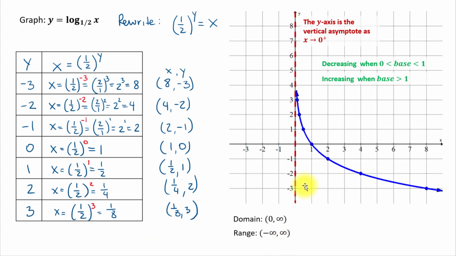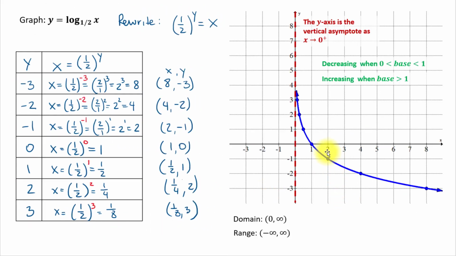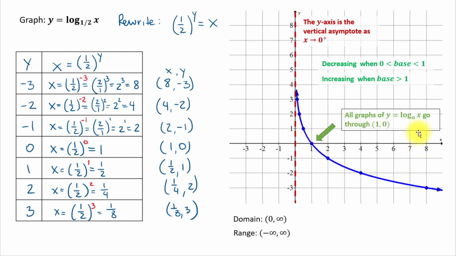And one last observation here is the x-intercept. Remember that the x-intercept of the graph of the logarithmic function with base 2 was (1, 0). Well, the x-intercept of this logarithmic function with base 1/2 is also (1, 0). And in general, all graphs of basic logarithmic functions, no matter what the base is, go through the point (1, 0). That's because the y-coordinate of that point, which is 0, represents the power to which we raise the base. And as a result, we're always going to get 1, which is the x-coordinate.